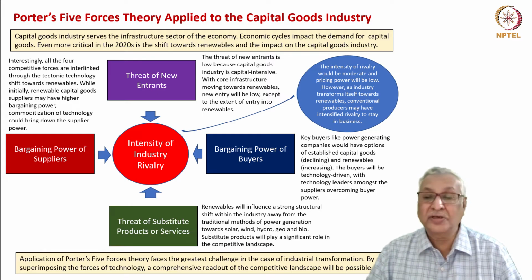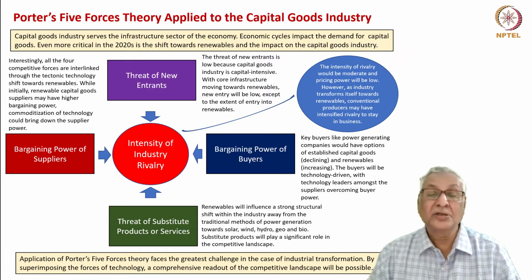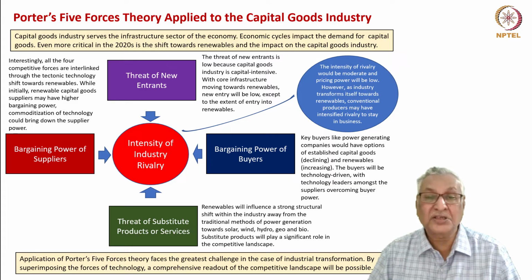The bias will be technology driven, with technology leaders amongst the suppliers overcoming the buyer power. The threat of substitute products or services is very real in the capital goods industry. As a result, even established capital goods companies are trying to bring newer renewable technologies into the fold. Today, every company in the energy industry, as well as in the capital goods industry that supports the energy industry, is getting into the new energy modules, production systems, or simply the new energy capital equipment.